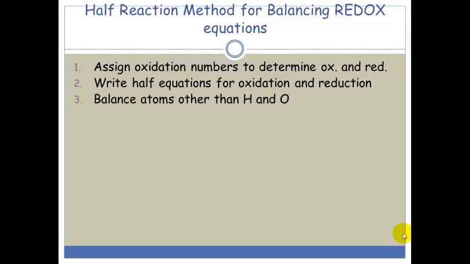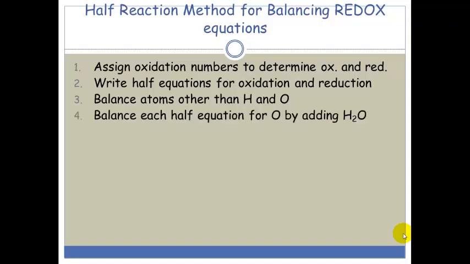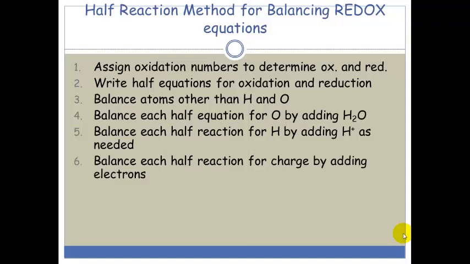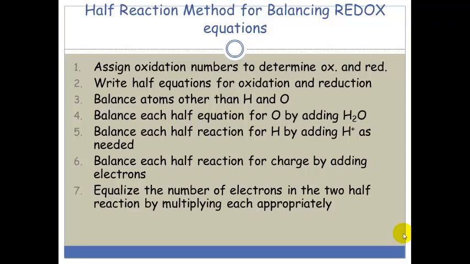Next, you're going to balance your atoms other than hydrogen and oxygen. Then to balance each half equation for oxygen, you're going to add water to one side. But then you'll probably have more hydrogens on one side than the other, so you're going to balance each half reaction for hydrogen by adding H+ as needed. Step 6 is you're going to balance each half reaction for charge by adding electrons.